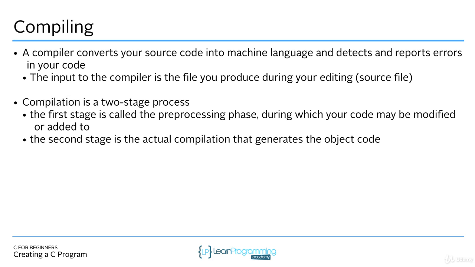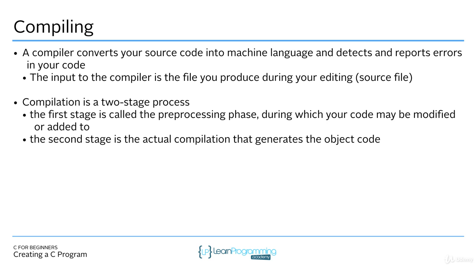Compilation itself, converting this code, is a 2-stage process. The first stage is called the pre-processing phase, during which your code may be modified or added to. The second stage is the actual compilation, which generates the assembly language code. We'll talk about this pre-processing phase in more detail, but you just need to know now that there are 2 stages when you do compilation.